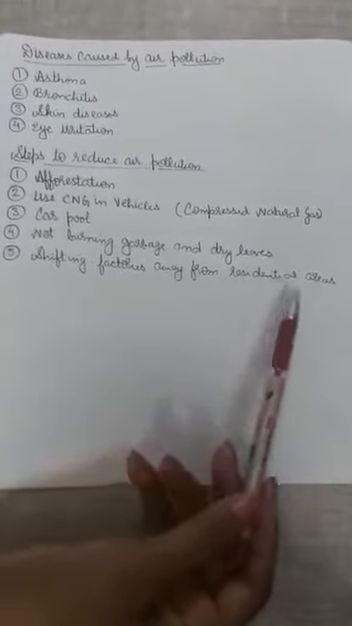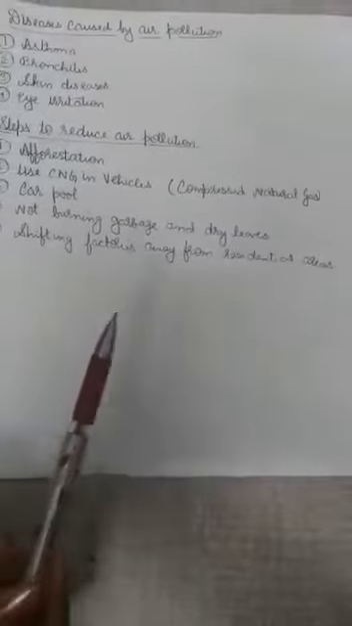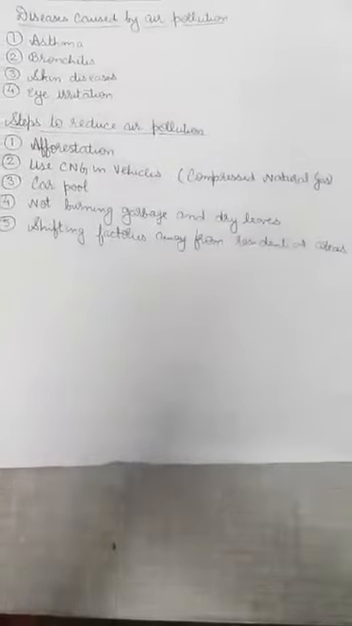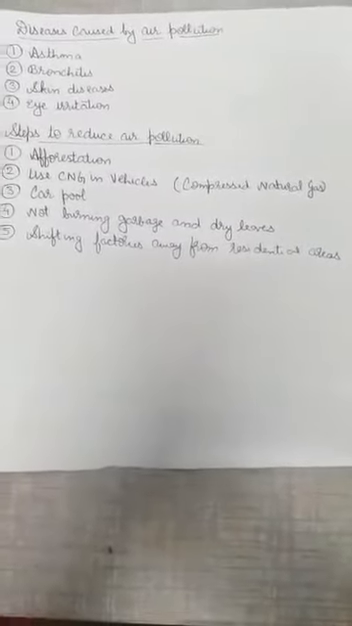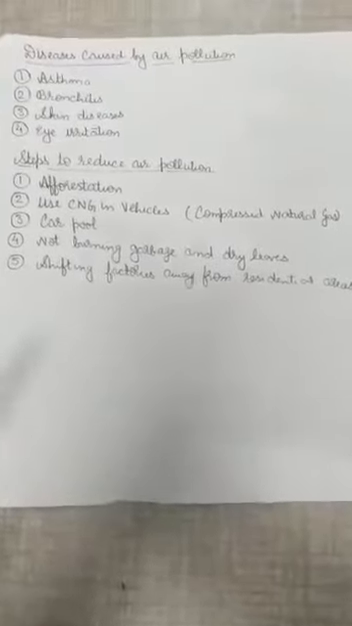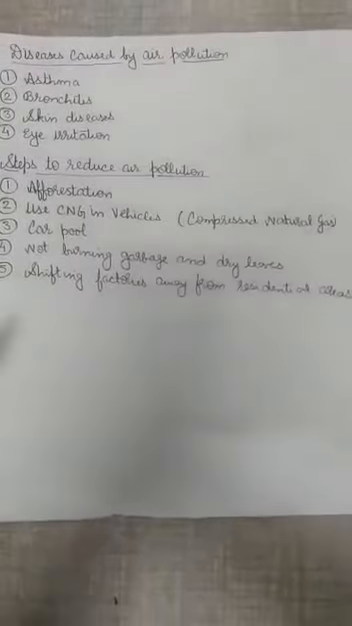Next is shifting of factories away from residential areas. Residential areas are the areas where we all live. Next, we should use metalled roads. Metalled roads are pakka roads. You must have heard about kacha roads and pakka roads in your previous classes. So when we are using metalled roads, that is pakka roads, then the dust is not coming. So it helps in reducing air pollution.